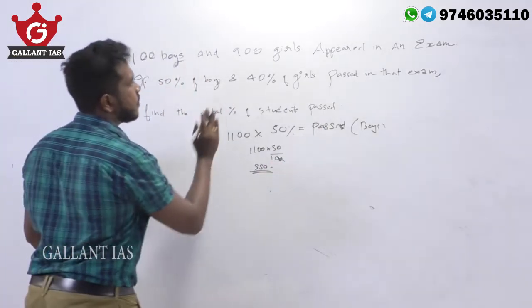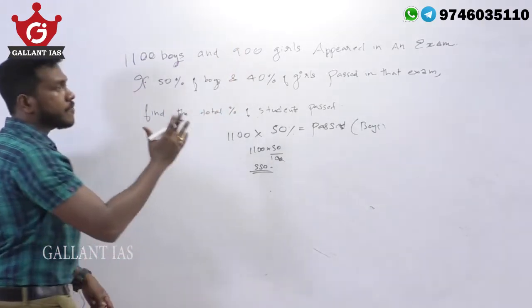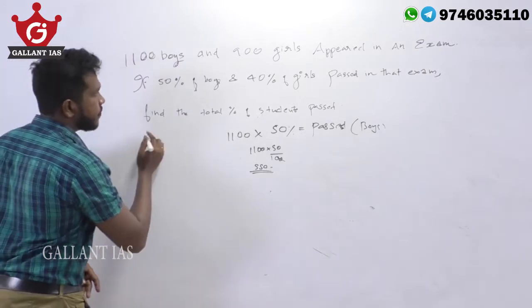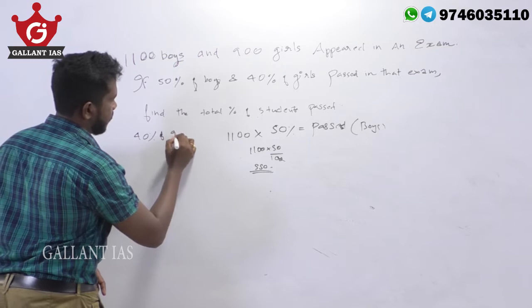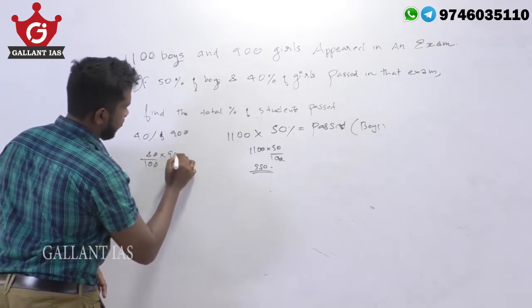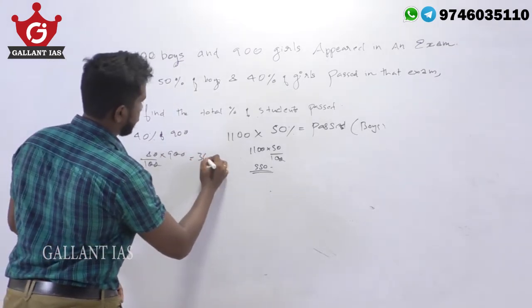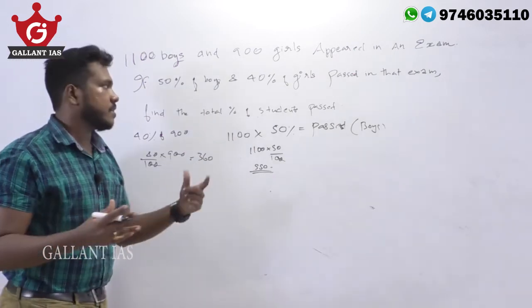Now consider the girls' case. That is, the total number of girl students is 900. Out of 900, 40% of the girls passed in that exam. That is 40% of 900, which is nothing but 40 by 100 into 900. The zeros get cancelled, 9 fours are 36, that is 360. So 550 boys and 360 girls totally passed in that exam.